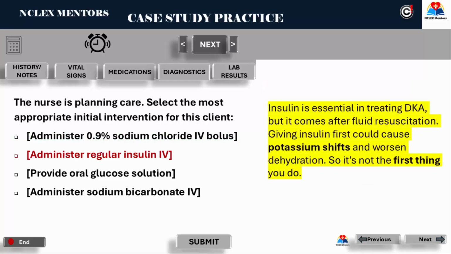Administer regular insulin IV. Insulin is essential in treating DKA, but it comes after fluid resuscitation. Giving insulin first could cause potassium shifts and worsen dehydration, so it's not the first thing you do.